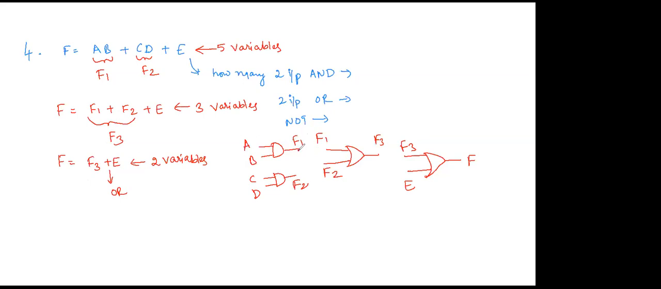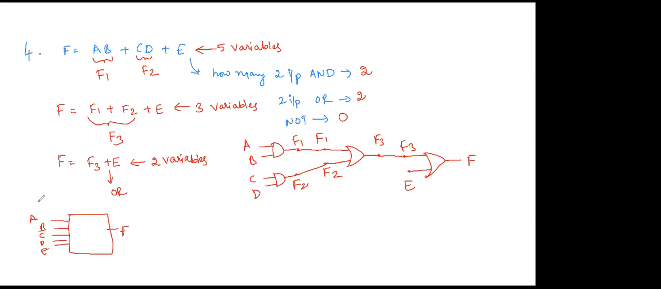Now do the connection. F1, F1, F2, F2, F3, F3, and E. So we have AND gates 2, OR gates 2, NOT gates 0. And see here, what are the inputs of the device? A, B, C, D, E. This is F.